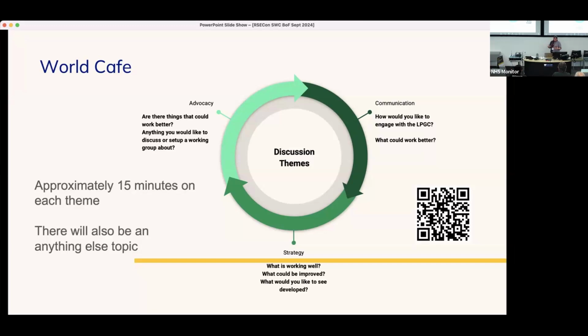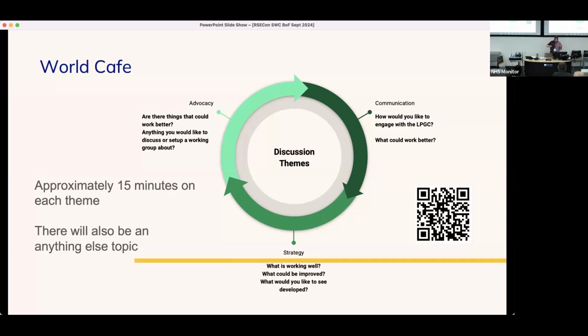I have 3 boards: a communication board, a strategy board, and an advocacy board. In the interest of time, we're going to have 10 minutes on each one. I also have an anything else set of sheets. So I'm going to put 3 flip charts around the room. You will go to one of the 3 to start with, and after 10 minutes, I will say change and go to the next flip chart. And I will attach the anything else to a wall.